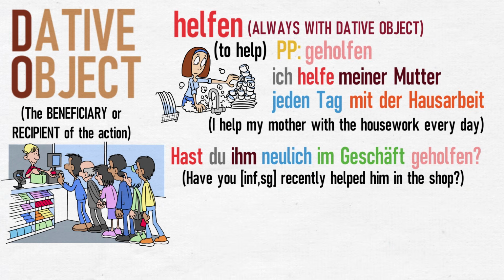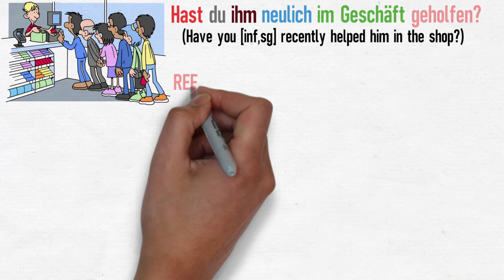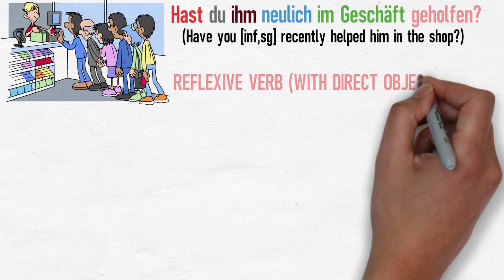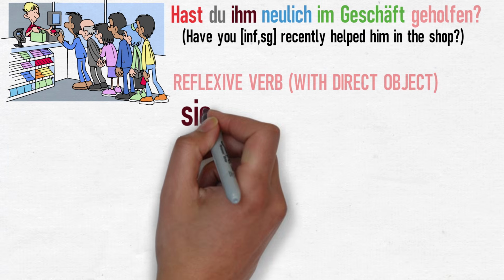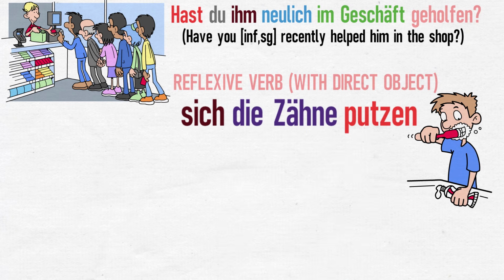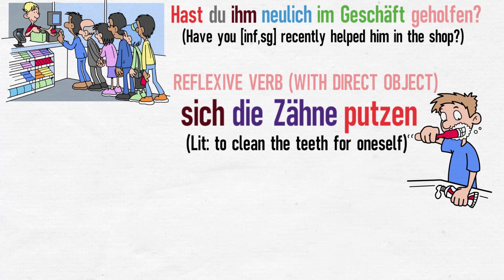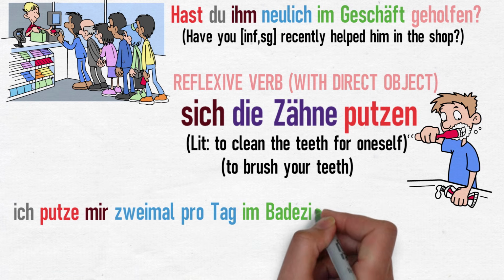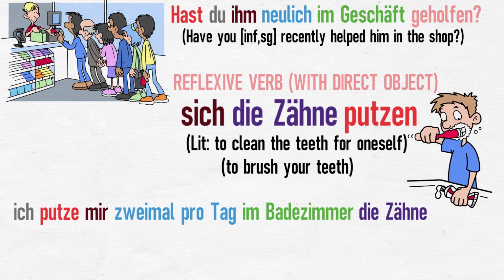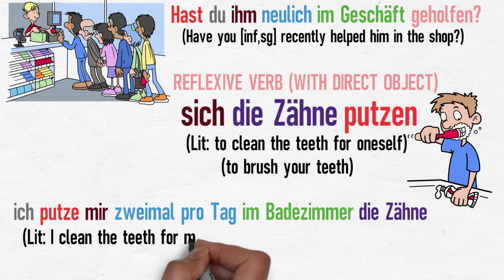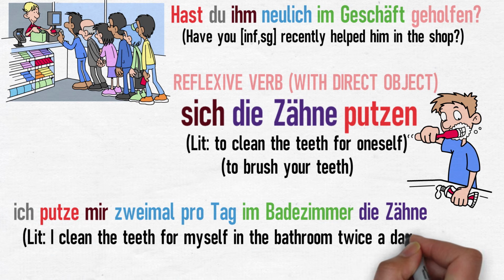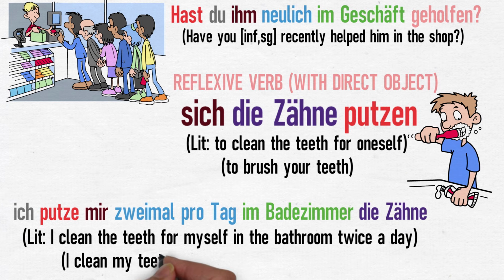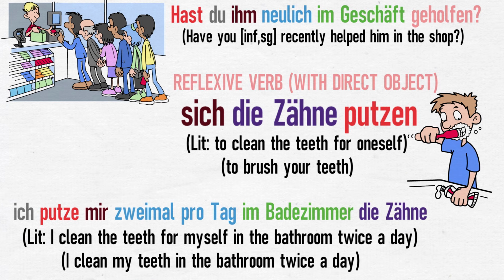The second verb is actually a reflexive verb phrase with a dative object, as well as a direct object. Sich die Zähne putzen, to clean the teeth for oneself, or to brush your teeth. Ich putze mir zweimal pro Tag im Badezimmer die Zähne. Literally, I clean the teeth for myself in the bathroom twice a day. But this actually translates as, I clean my teeth in the bathroom twice a day.